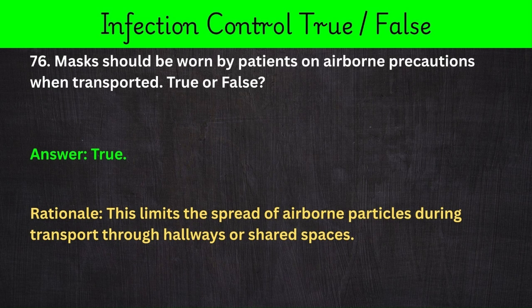76. Masks should be worn by patients on airborne precautions when transported. True or false? Answer: true. Rationale: this limits the spread of airborne particles during transport through hallways or shared spaces.